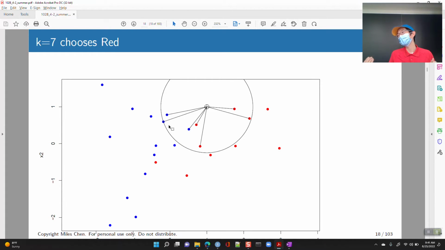The farther away you are, we're going to give your vote less influence as far as whether somebody should be red or blue. Like you're going to take your sister's advice more heavily than your third cousin's advice, okay? So that's the idea of weighted k nearest neighbors. You're basically not bringing in more information, but just adding another dimension to it.